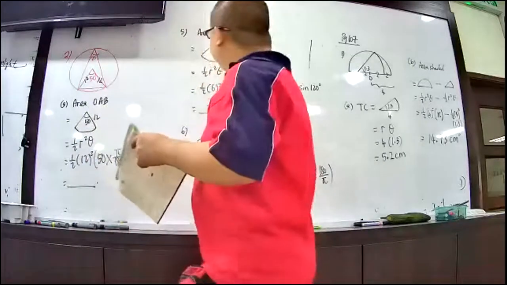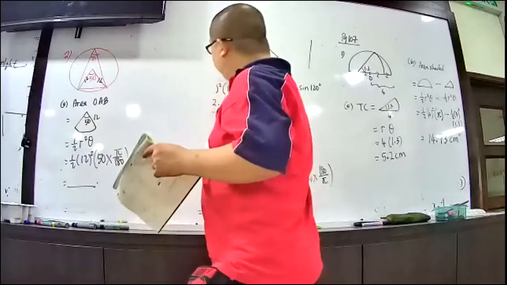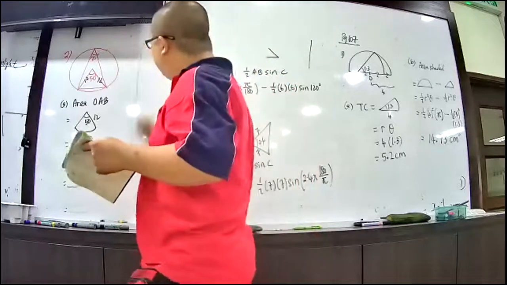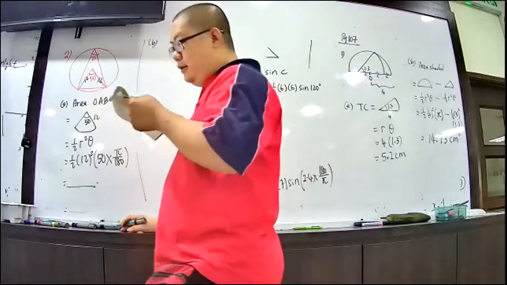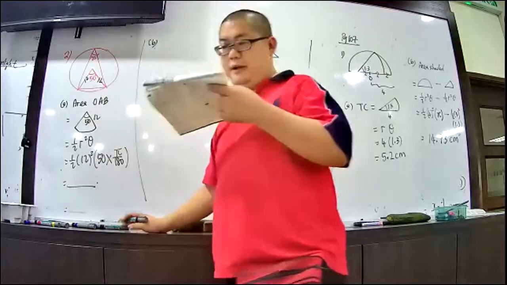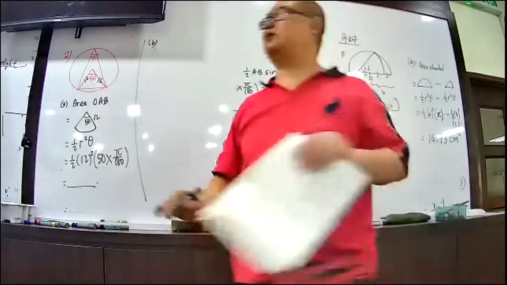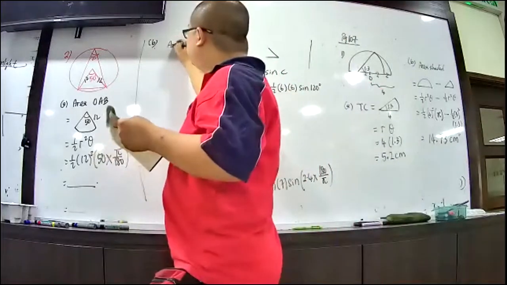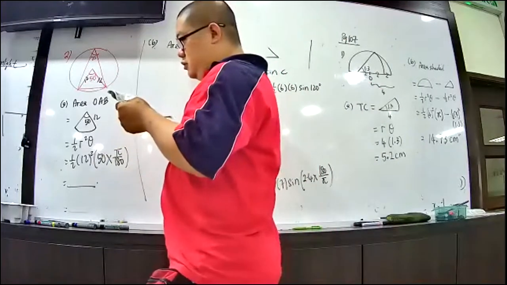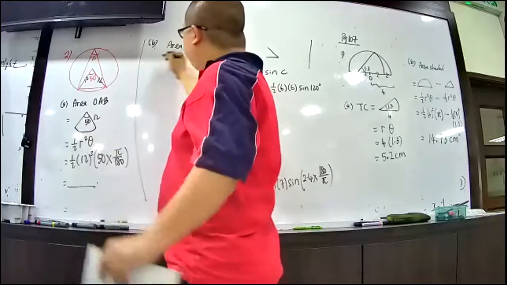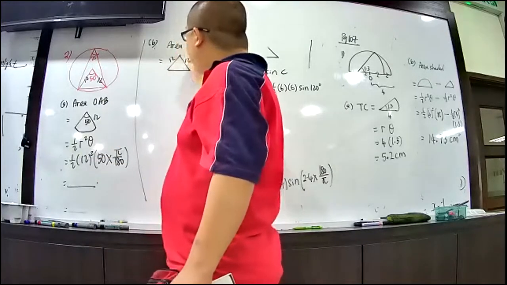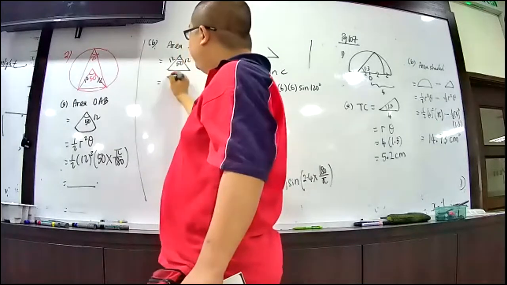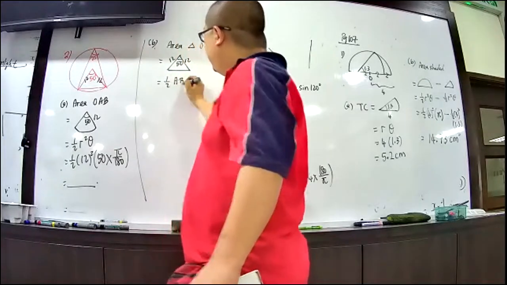Okay. B. Okay, find the area of the OAB. You want to find the triangle. Okay, solve with your formula 1 over 2 AB.